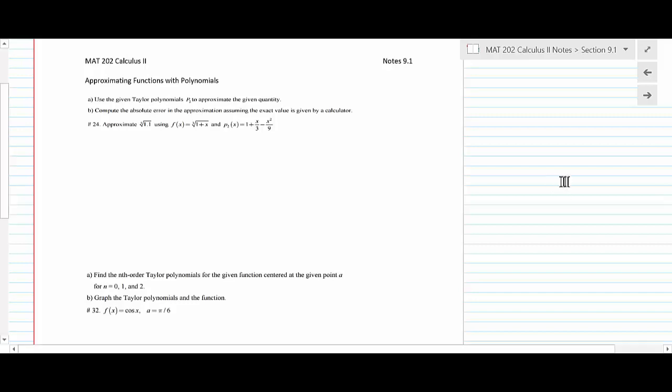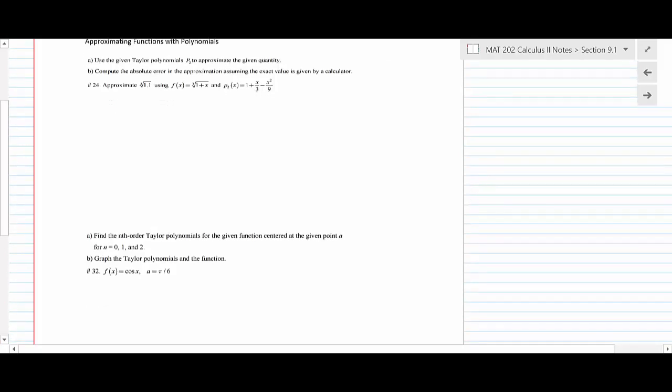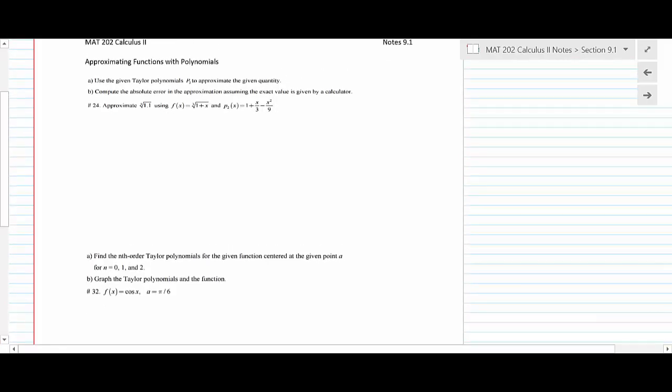Okay, so what you're doing with this one is, now this one you're not doing the Taylor polynomial. They actually gave you the Taylor polynomial on this one. So what they're saying is use the given Taylor polynomial for P2, that's a quadratic approximation, to approximate the given quantity. So what they've done is we're going to approximate this. That's the function. We're doing a cube root. That's cube root of 1 plus x. And then what they've done is they've went ahead and did the Taylor polynomial for you.